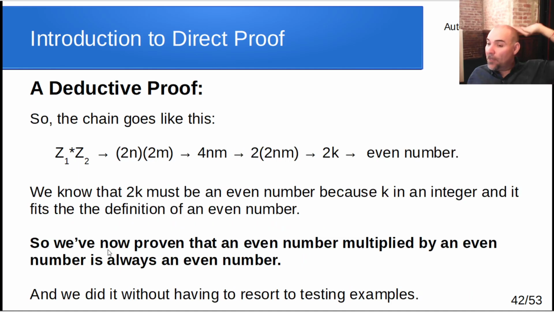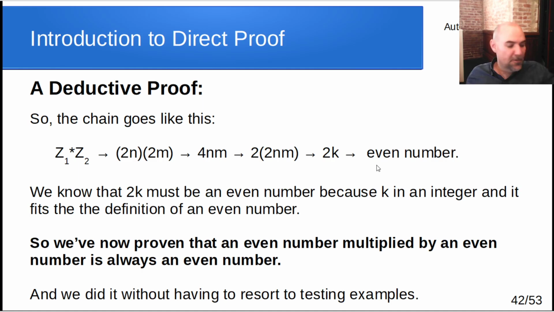So the chain of that proof goes like this. Start out with Z1 and Z2. We know those are even, so by definition of even numbers, there's some number multiplied by 2 for each of those. We multiply those together, we get that. We factor out the 2, we get this. And that's 2k, where k is 2nm. And that, therefore, the result has to be an even number.